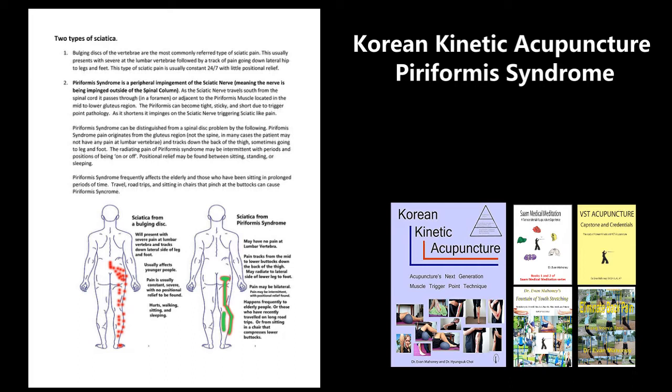On the right is sciatic from piriformis, which tracks in green down the back of the buttock area down to the leg. May have no pain at the lumbar vertebrae. Pain tracks down from the mid to lower buttock down the back of the thigh, may radiate to the lateral side of the lower leg to foot. Pain may be bilateral. Pain may be intermittent with positional relief found. Happens frequently to elderly people or those who have recently traveled on long road trips or from sitting in a chair or car that compresses on the lower buttock region.